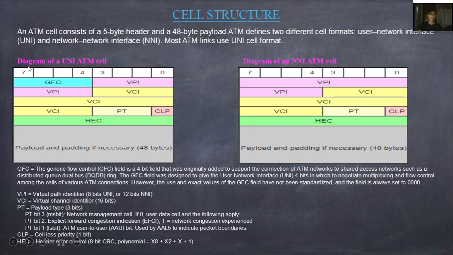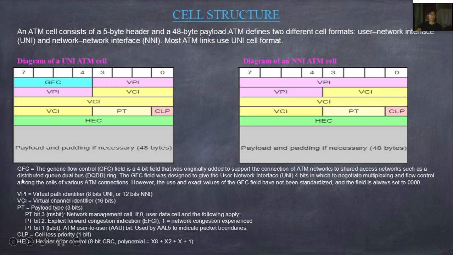This diagram shows the UNI ATM cell, which consists of GFC, VPI, VCI, HEC, PT, and CLP. Under it is the payload, with padding if necessary for 48 bytes. The second diagram is of an NNI ATM cell, where it consists of VPI, VCI, HEC, PT, and CLP. Same as the UNI ATM cell.